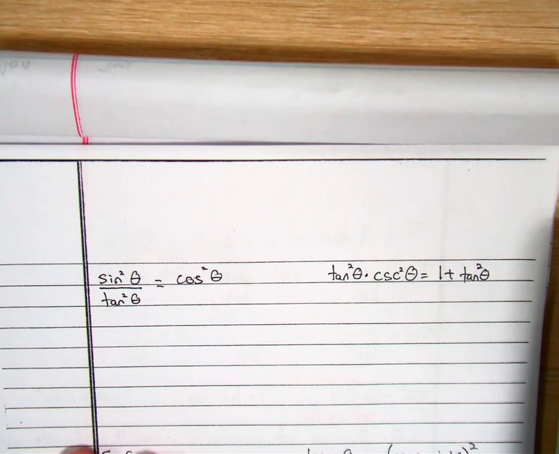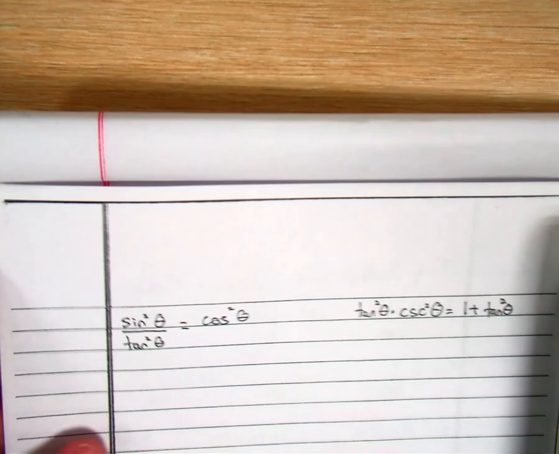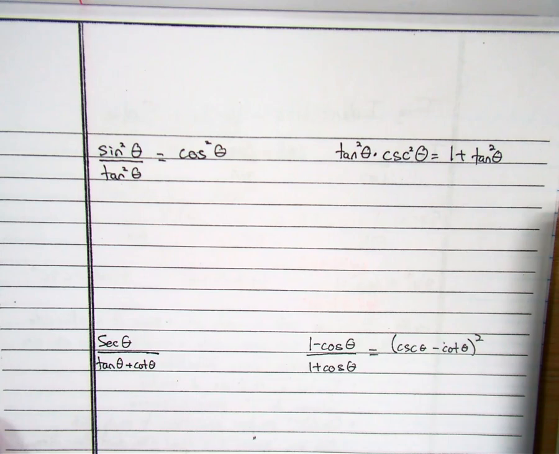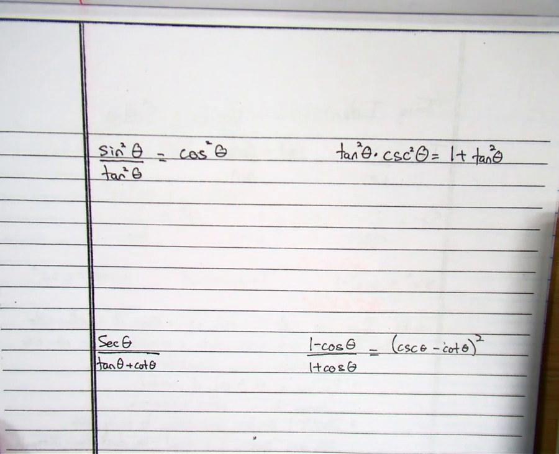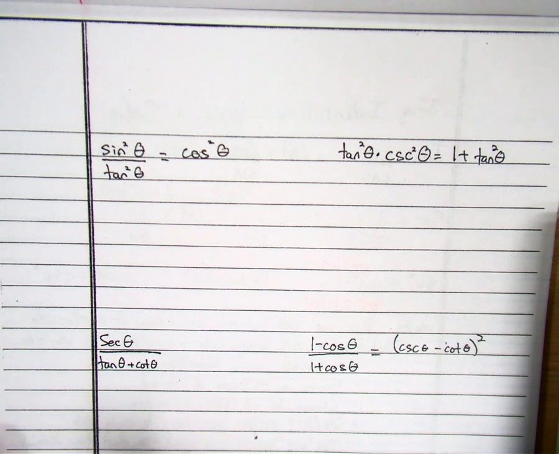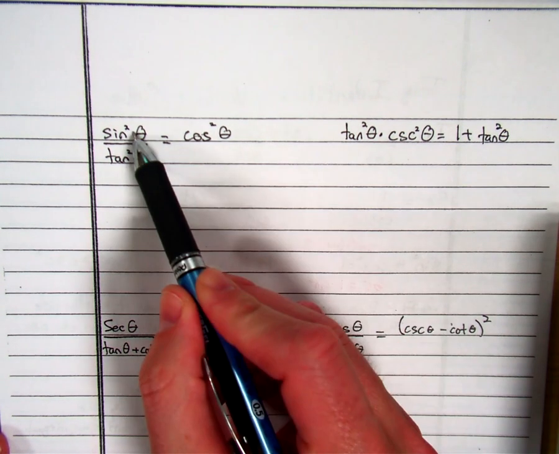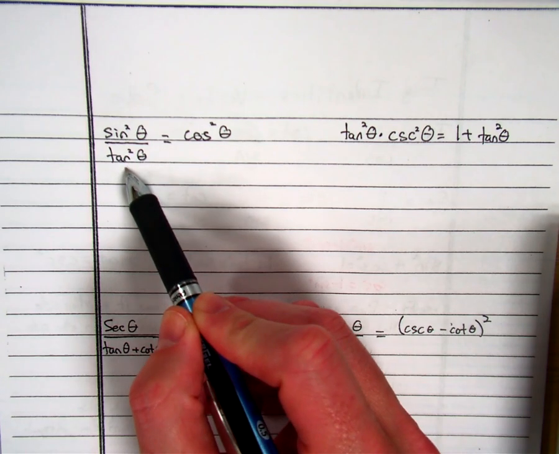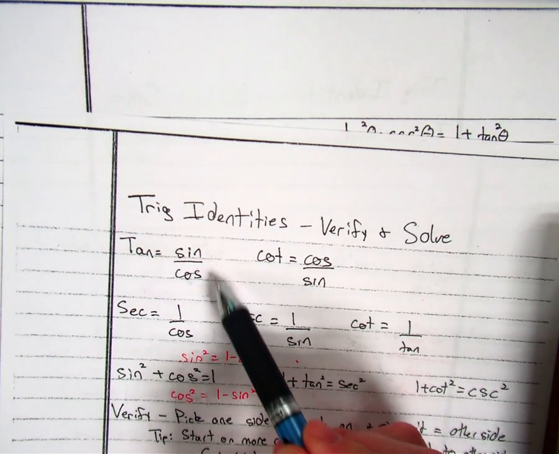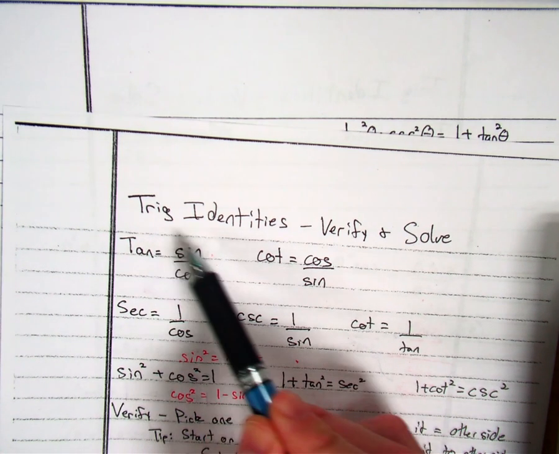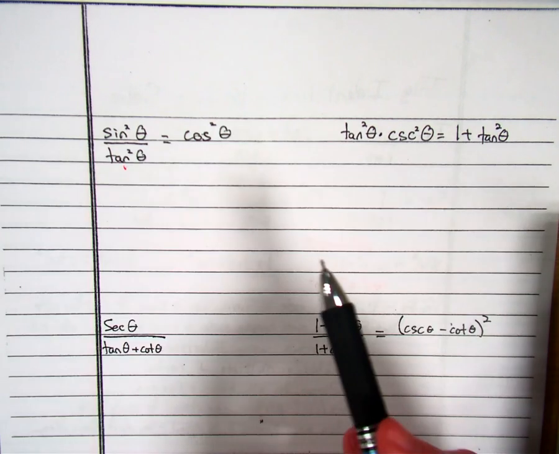Backside. Okay, the backside we're going to work on using sines and cosines. We're going to change them all to sines and cosines. So we have sine squared and tangent squared. Remember, tangent is sine over cosine. We're going to change that tangent squared, so we're going to have sine squared over cosine squared.